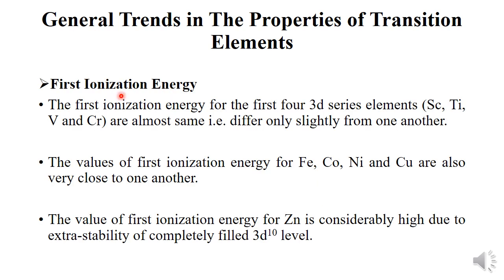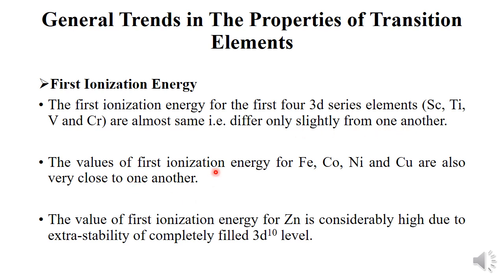So the first ionization energy for the first four 3d series elements, that is scandium, titanium, vanadium and chromium, are almost the same. What will it be? It will be the same. Why? Because of the increase in the screening effect, they differ only slightly from one another.